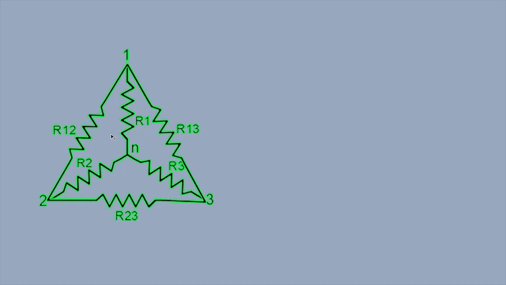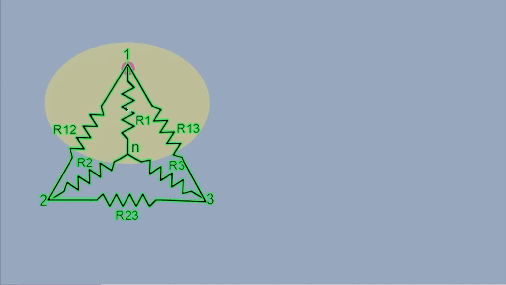So we studied how to convert a delta connected network into a star connection. For this, three formulas were derived. We need not learn these formulas by heart. You take any node, and the value of R1 which is coming to node 1 is the product of two resistances coming to the same node, that is R12 into R13, divided by the sum of three resistances, that is R12 plus R13 plus R23.